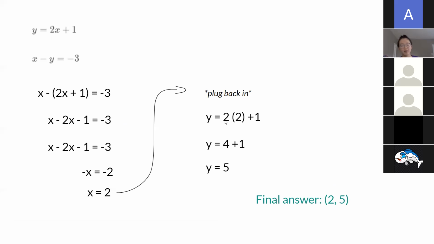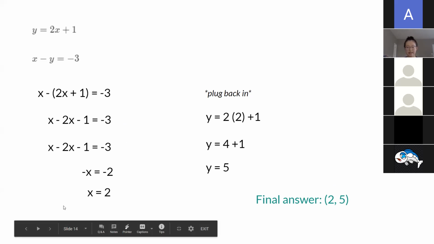So y equals 2 times 2 plus 1. And then you simplify that to y equals 4 plus 1, and then y equals 5. So your final answer should be (2, 5). Does that make sense? If you have questions, feel free to ask.